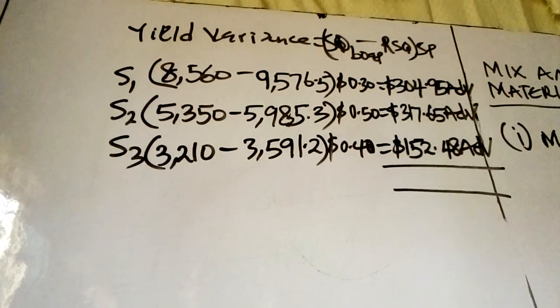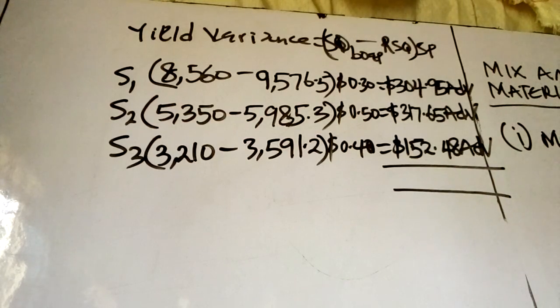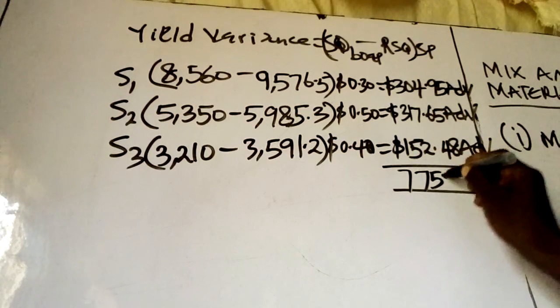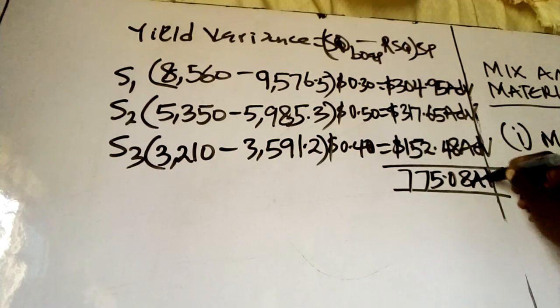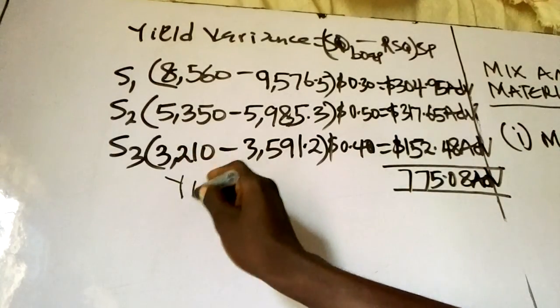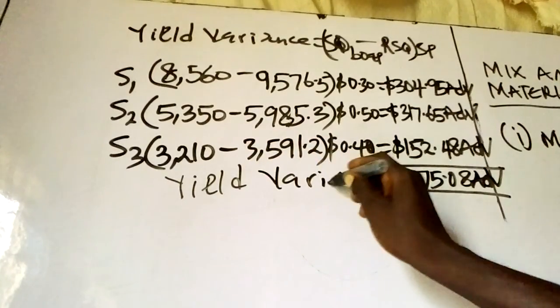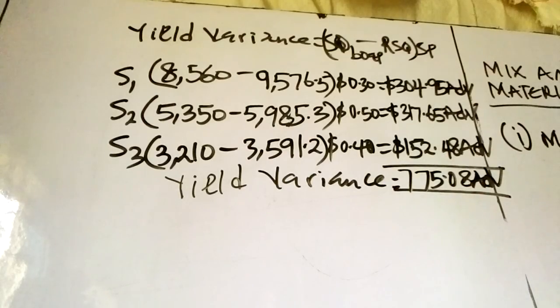304.95 plus 317.65 plus 152.48. Then we have 775.08 adverse. That is the material yield variance. So it's an adverse variance.